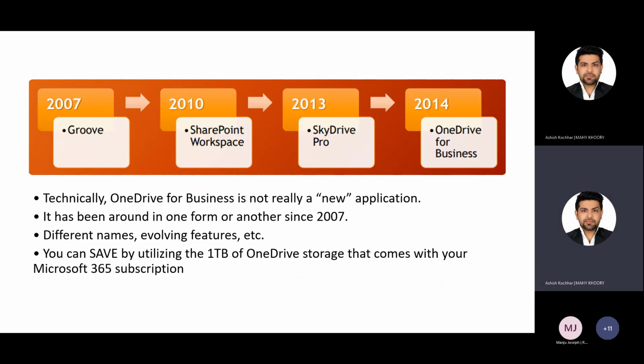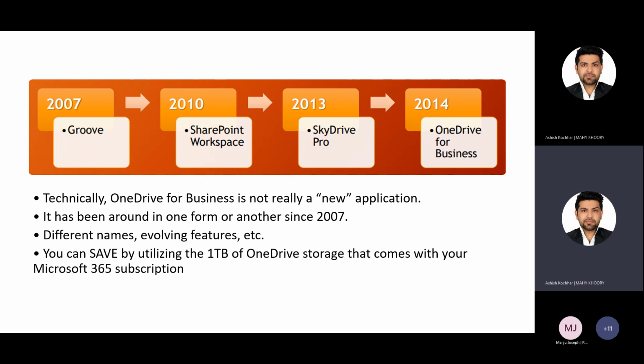So this was how OneDrive evolved. In 2007, it was known as Groove, so people called it Groove instead of OneDrive. Then in 2010, they changed the name from Groove to SharePoint Workspace, where they were collaborating on files. From 2013 onwards, they changed the name to SkyDrive Pro. And after that, from 2014 onwards, as I have shown you earlier, they changed the name to OneDrive and later OneDrive for Business.